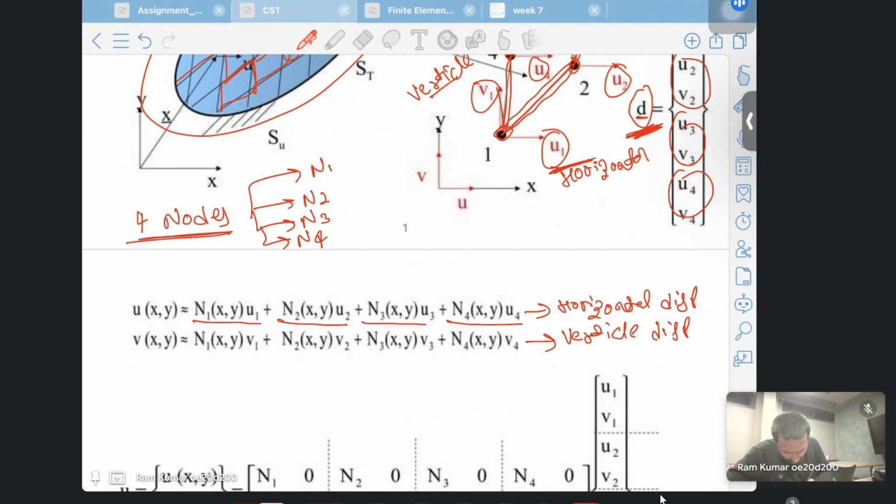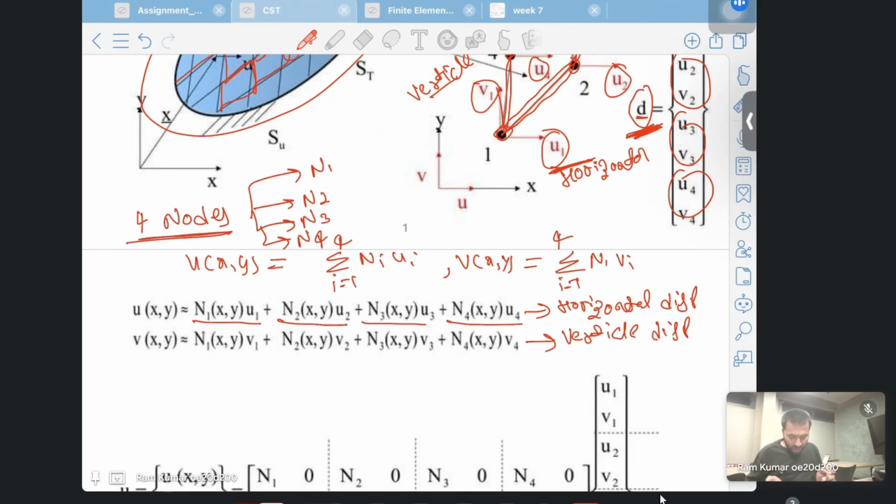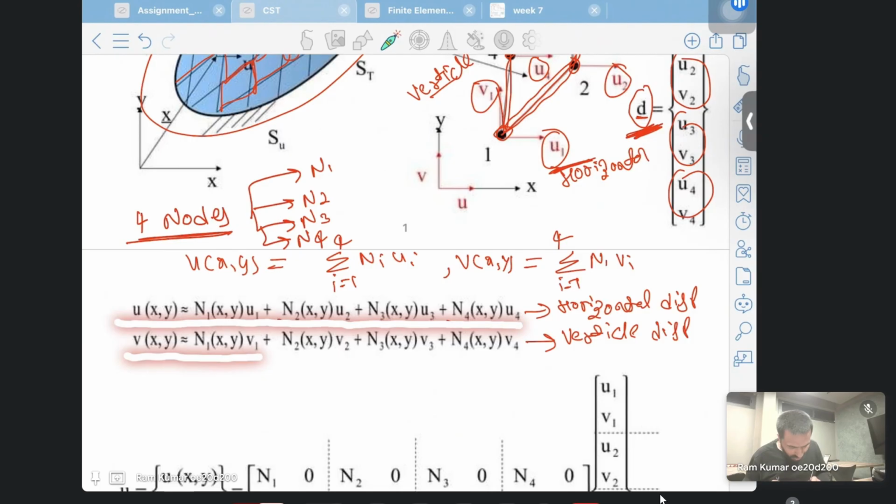So how are we writing it? u(x,y) equals the summation of Ni ui, i equals 1 to 4. Similarly v(x,y) equals the summation, i equals 1 to 4, of Ni vi. So when we expand, what will we get? u equals N1 u1 plus N2 u2 plus N3 u3 plus N4 u4. Similarly, v equals N1 v1 plus N2 v2 plus N3 v3.